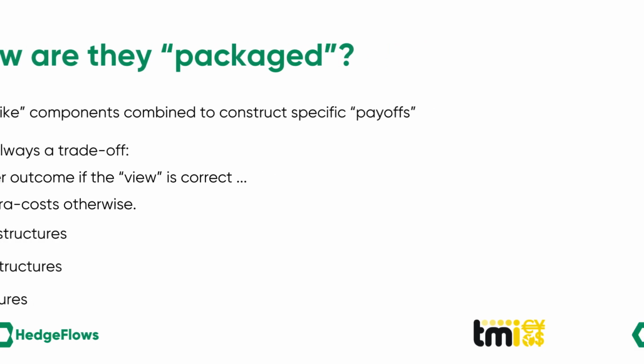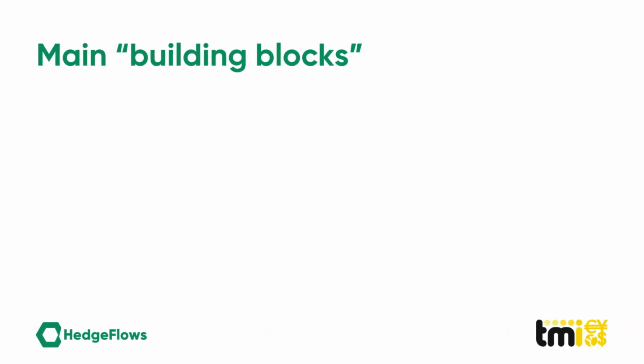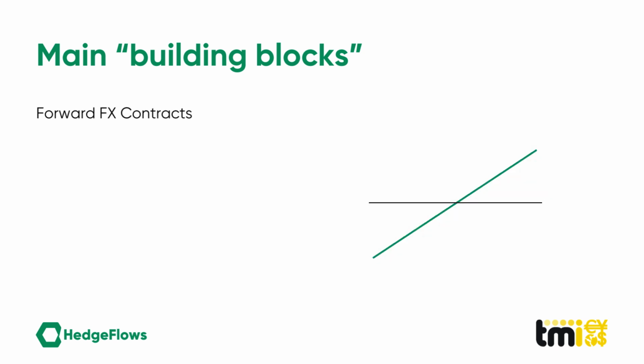The building blocks of structured FX products include a variety of standard financial instruments, each with its own set of characteristics and applications. These are the main building blocks. Forward FX contracts, agreements to buy or sell a certain amount of currency at a predetermined rate on a specific future date. These are used to hedge against the risk of unfavorable currency movements.